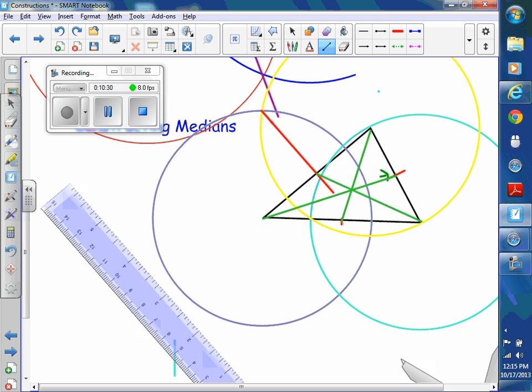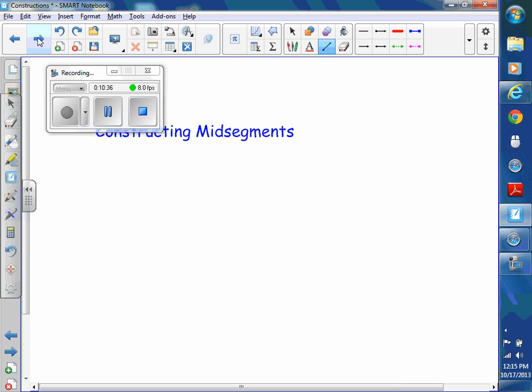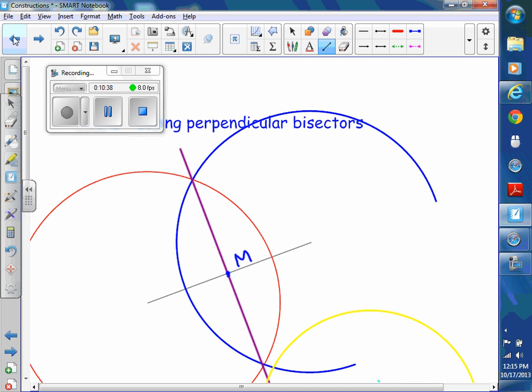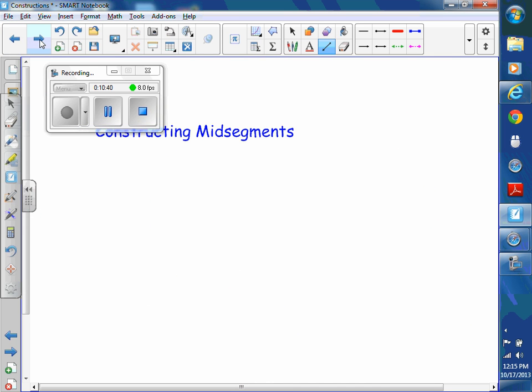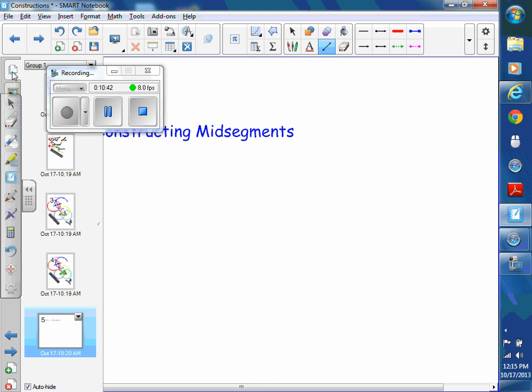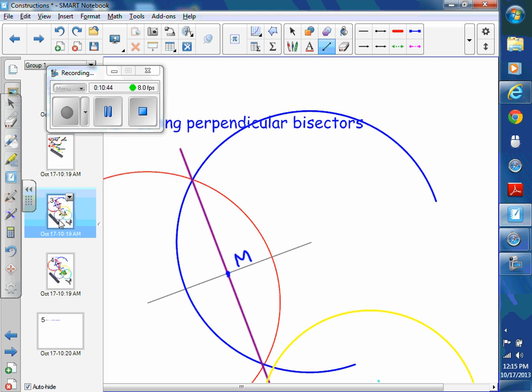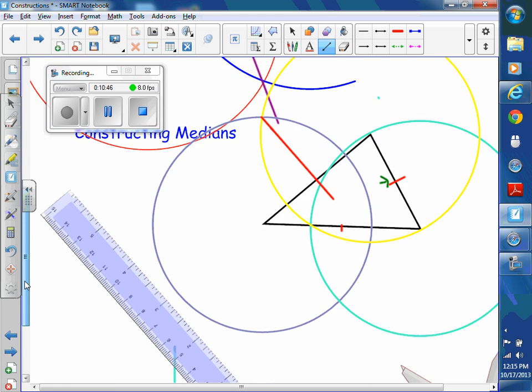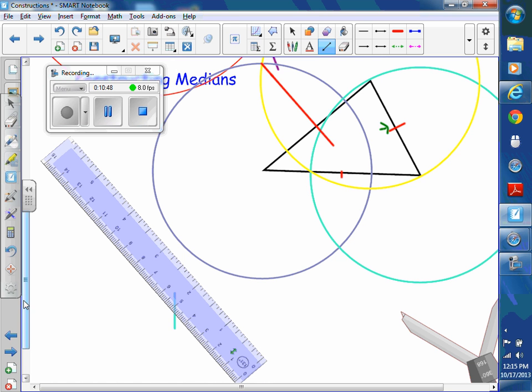Okay. So, the medians, you guys. If I want to do mid segments, you just connect midpoint to midpoint. So if I wanted to do the mid segments, instead of connecting midpoint to vertex, you can connect midpoint to midpoint. And it makes another triangle. That's it.